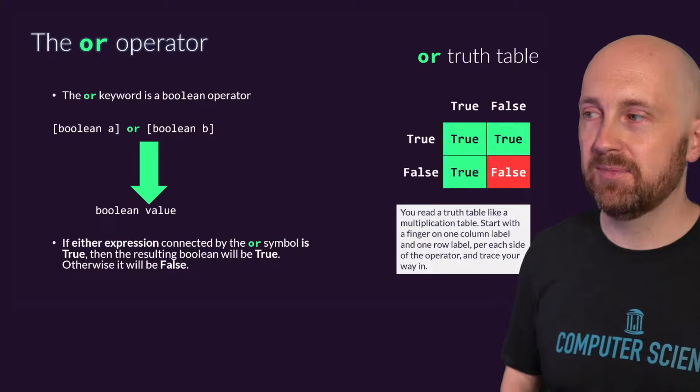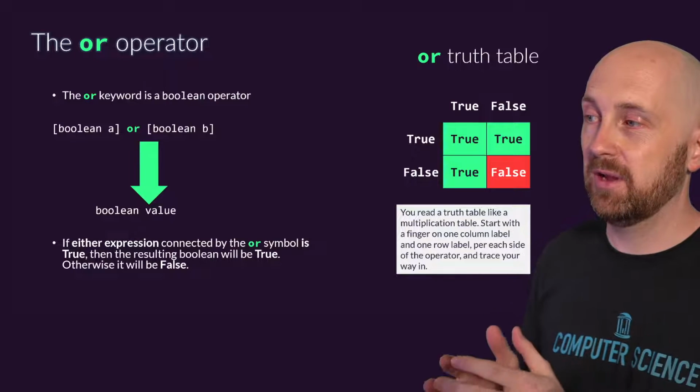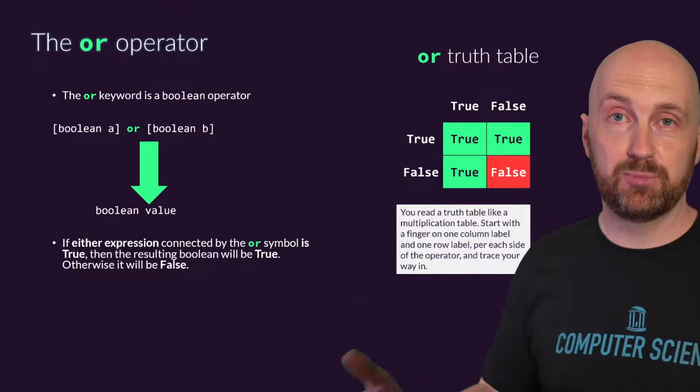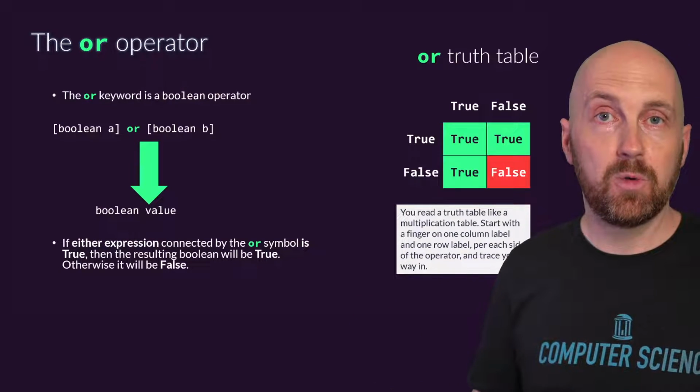Or works a bit differently. And I think the easiest way to understand how these operators work is to look at their truth table. So notice here, if either Boolean expression is going to be true, then the entire expression for that or will be true.